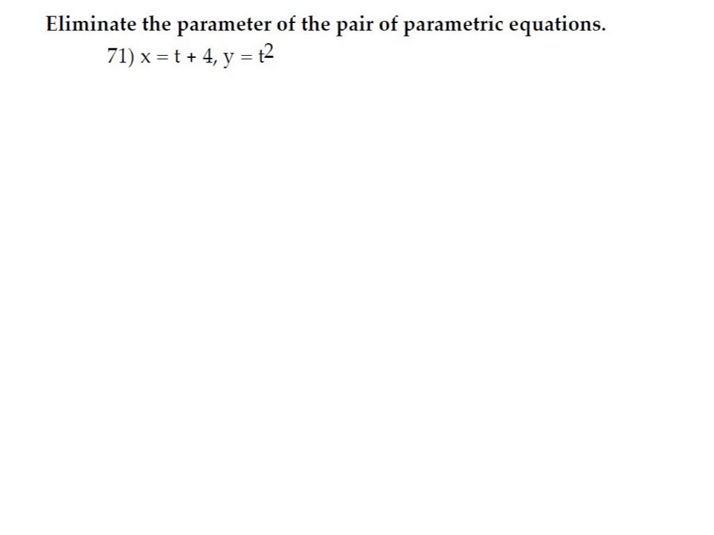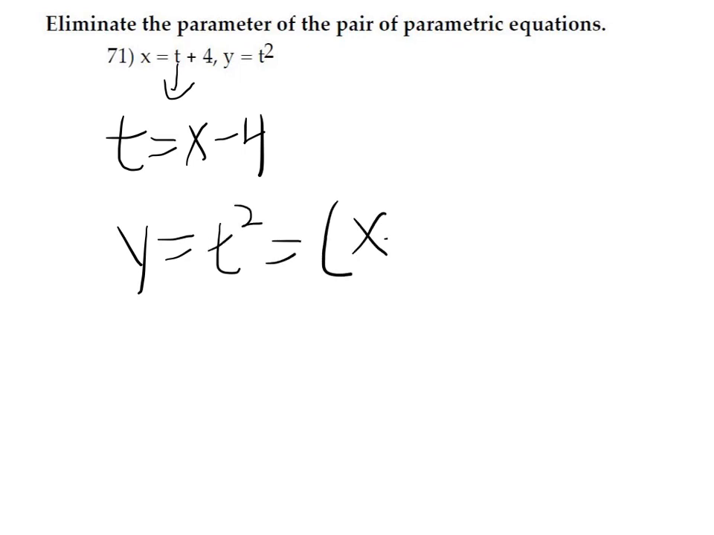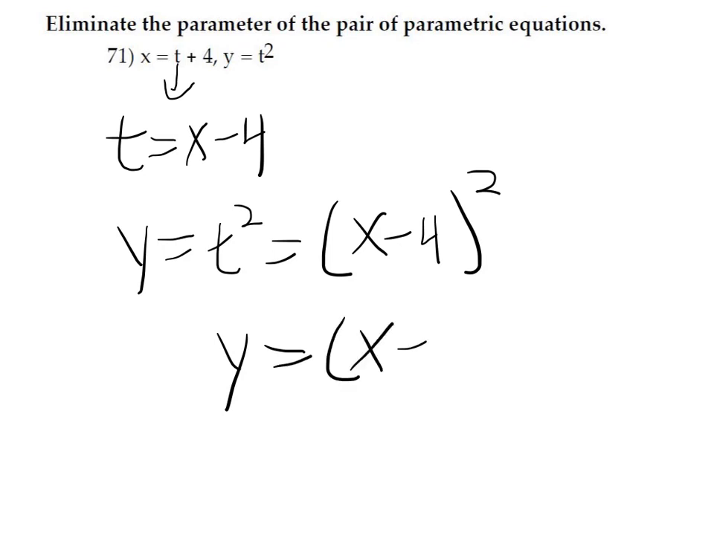Eliminate the parameter of the pair of parametric equations. Say that 10 times fast. So let's start off by just doing a substitution. T equals x minus 4. Well, y equals t squared, but we know that t is x minus 4, so y equals x minus 4 squared, and that is all there is to this problem.